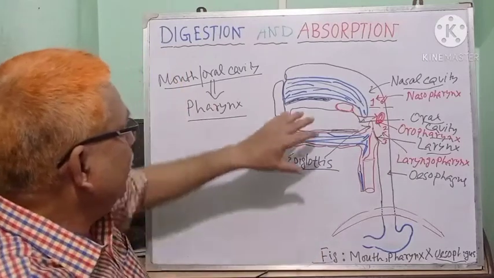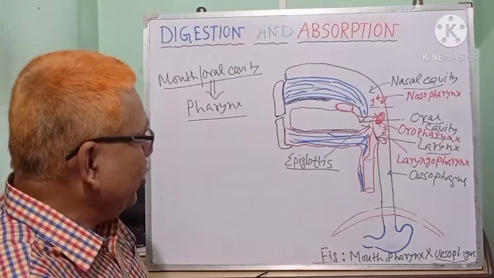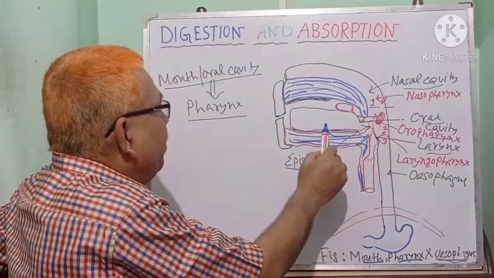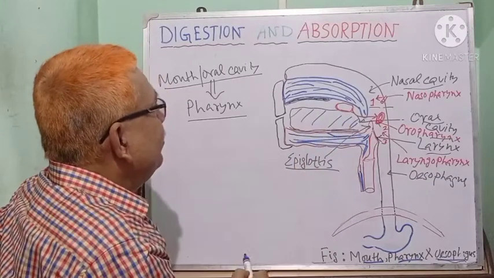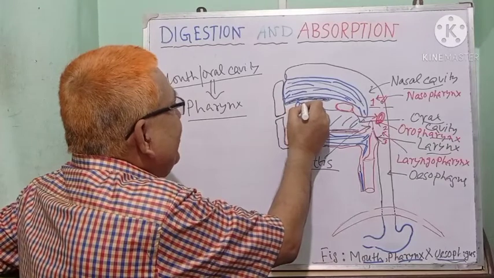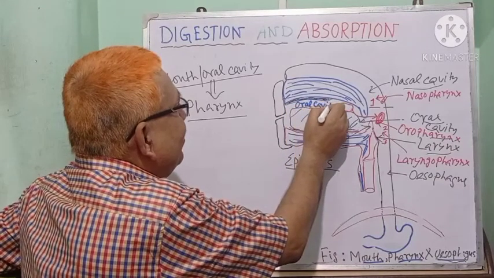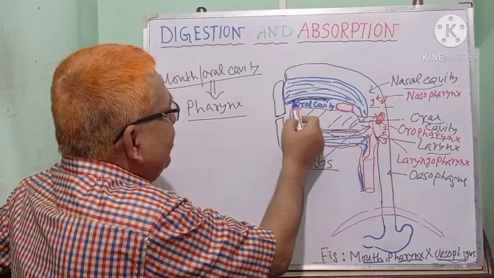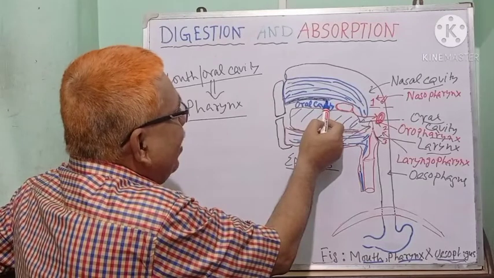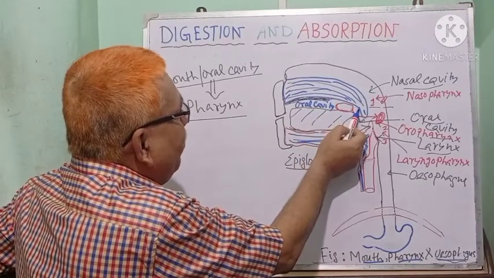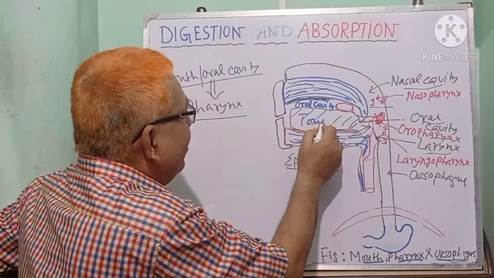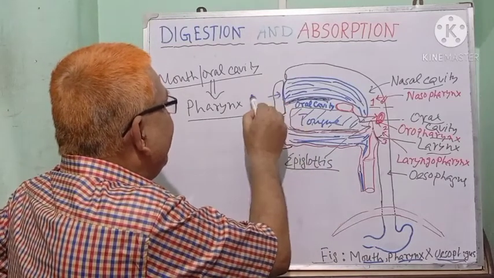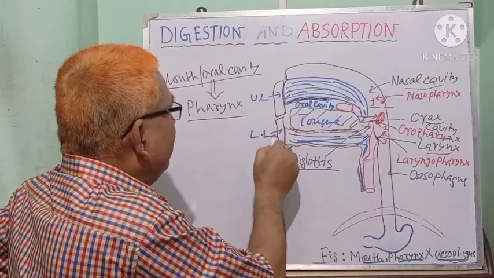Now this diagram shows the relationship between mouth, pharynx and esophagus. Look at this diagram. This is the tongue. This is the oral cavity. This is the roof of the oral cavity, that is the palate. This black portion is the hard palate and this portion is the soft palate. This is our upper lip and this is the lower lip.